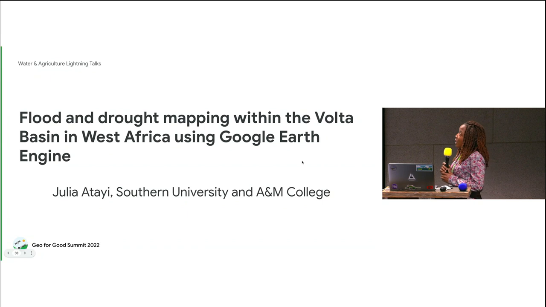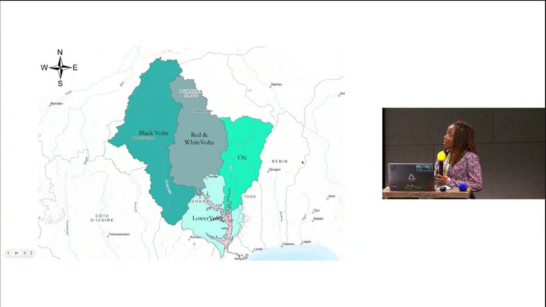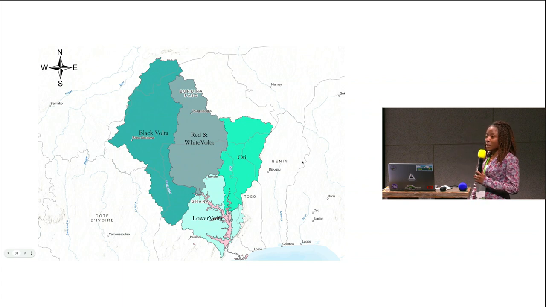We are presenting our results on flood and drought mapping in the Volta Basin in West Africa. The Volta Basin is one of the largest basins in Africa, and an important basin because it also cuts across six countries in West Africa: Burkina Faso, Ghana, Togo, Benin, Cote d'Ivoire, and Niger. However, the Volta Basin is faced with flood and drought incidents. So my team and I decided to look at how we'd be able to use Google Earth Engine to map the flood and drought extent within the basin.